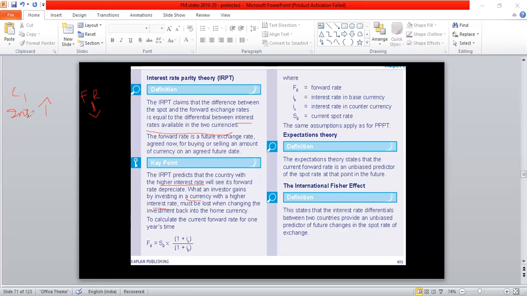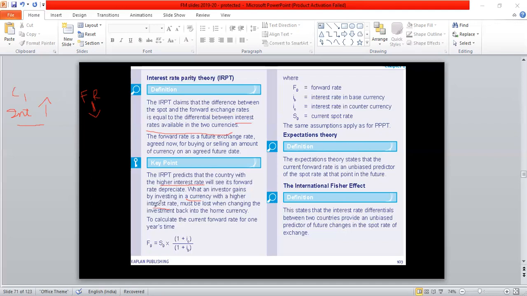So depending on this interest rate in country one, when the interest rate is better, when it is higher, it says that the country will see its forward rate depreciate. After that, this has to be again converted into the domestic currency. What an investor gains by investing in a currency: because in the foreign country the interest rates are higher, he would be investing in that and he gets benefited out of that.